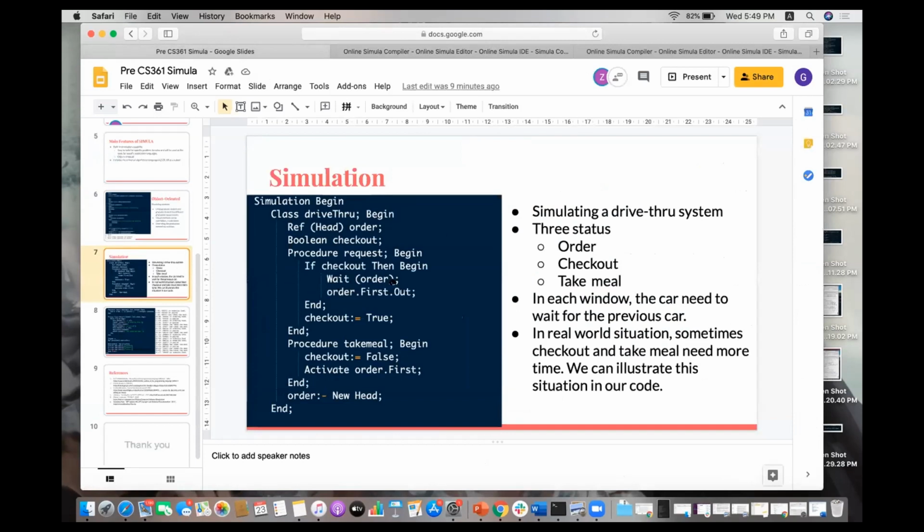Okay, next we are going to look at a slightly more complicated simulation: a drive-through system. It has three statuses: order, checkout, and take meal. In each window, the car needs to wait until the previous car moves on. As you have noticed in the code, it's using a wait method and a Boolean to simulate the stop-and-wait procedure. But in a real-world situation, sometimes checkout and take meal need more time. We can illustrate this situation in our code as well.